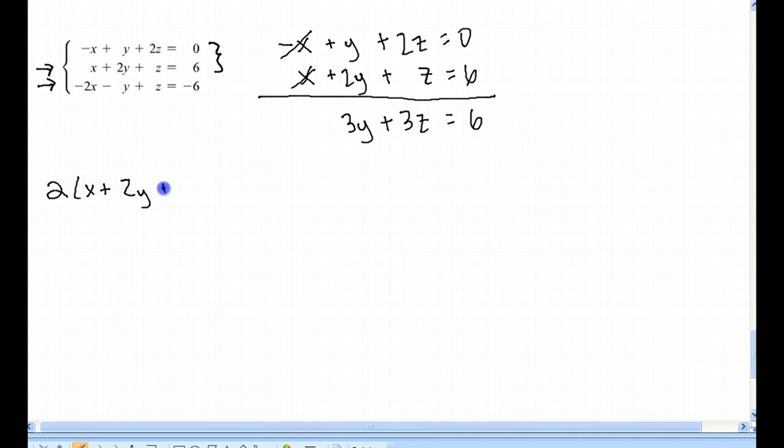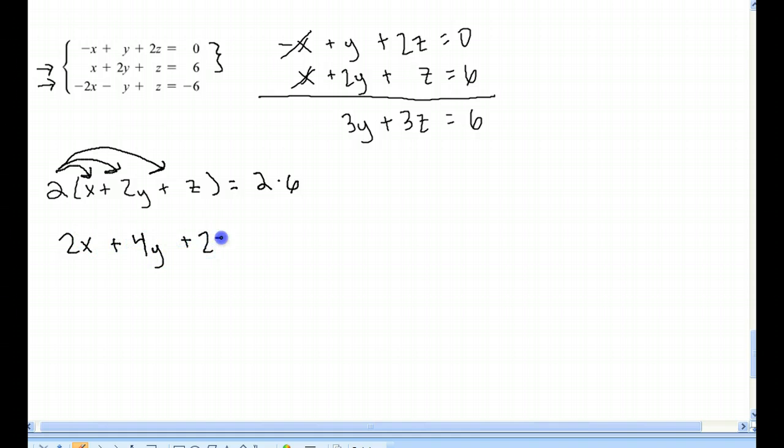Alright, again, we're allowed to do that because we're just multiplying both sides of an equation by the same number. They were equal to begin with. They're going to be equal when we double both sides. I'm going to distribute that 2 through. That gives me 2x plus 4y plus 2z equals 12.